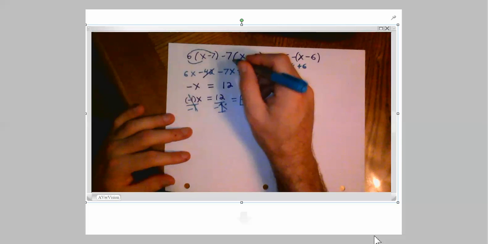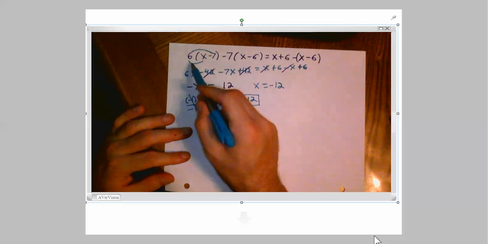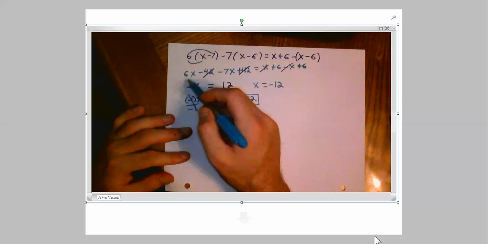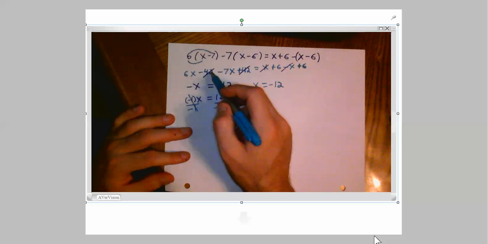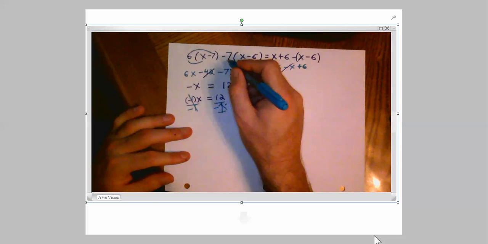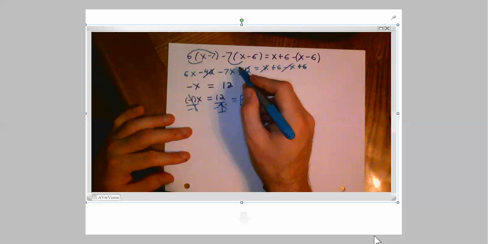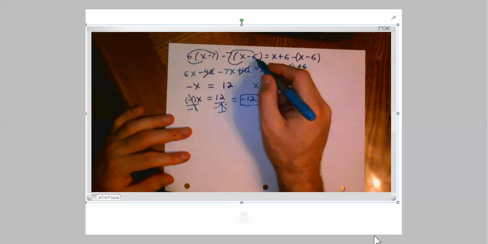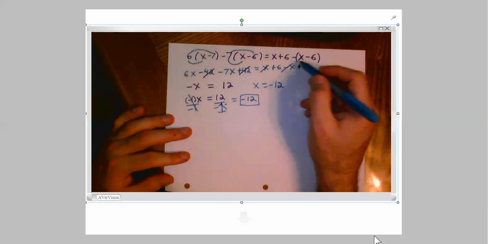The main thing is, remember, distribute. You have to start with a distributive property. 6 distributed to x gives me 6x. 6 distributed to negative 7 is negative 42. Negative 7 distributed to the x gives me negative 7x. Negative 7 distributed to the negative 6, two negatives give me a positive, so it's positive 42, and we have x plus 6.